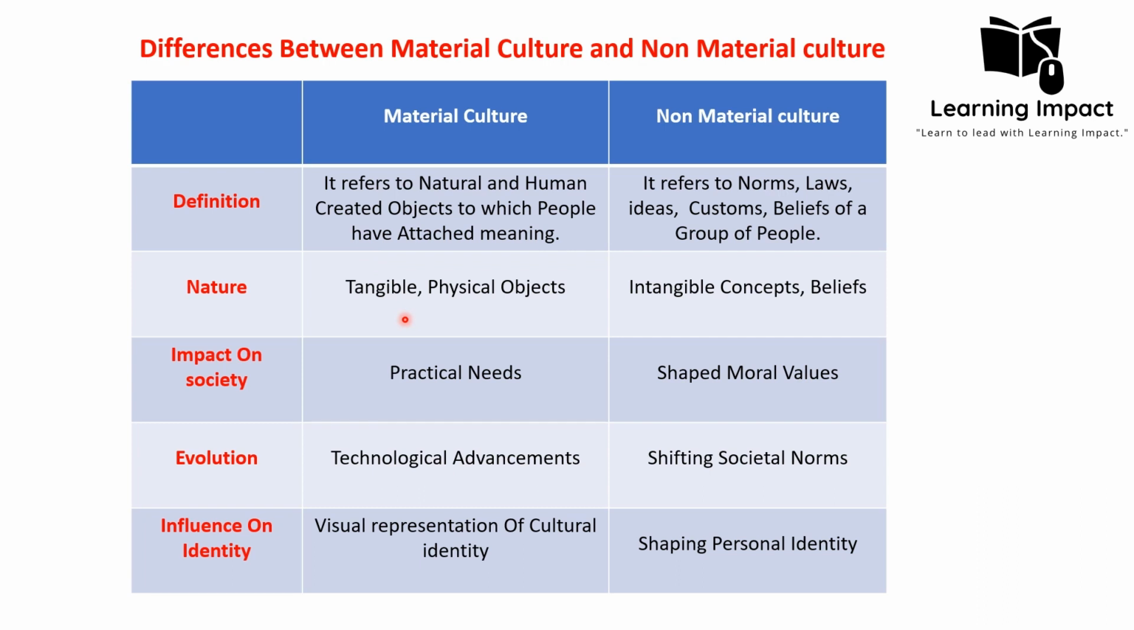Tangible and physical objects means that material culture is concrete and visible. It includes objects which have some physical appearance, some size, some shape. It means it is not something hypothetical or abstract. But in the case of non-material culture, it is an intangible concept and belief, which means that it is based on hypothetical and abstract concepts.